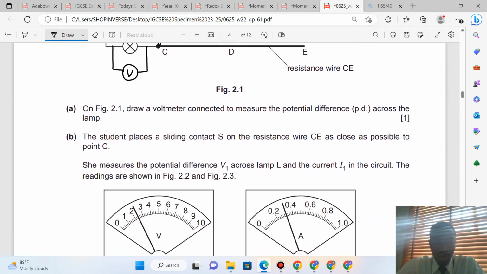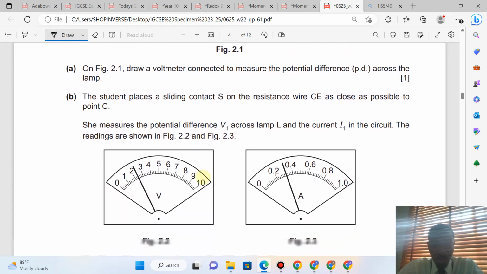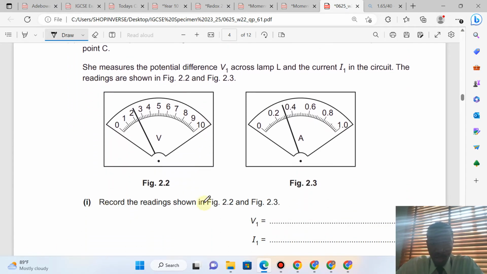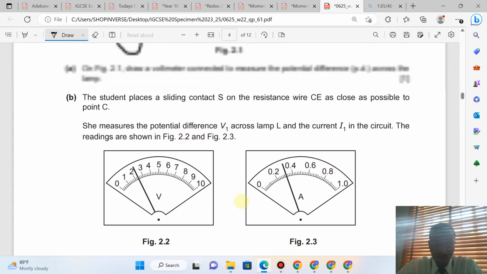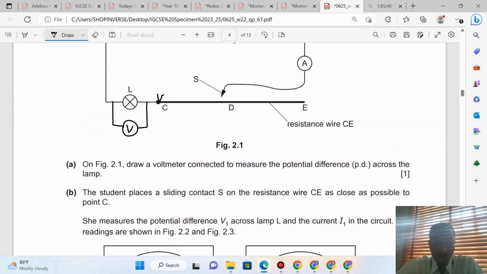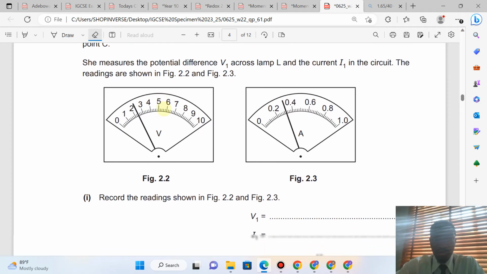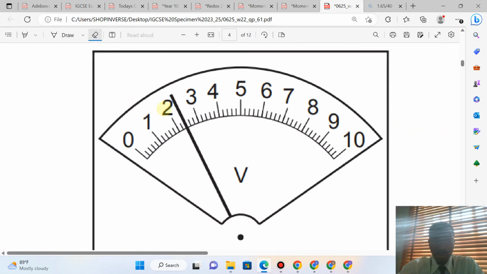She measures the potential difference V1 across the lamp L and the current I1 in the circuit. The readings are shown in figure 2.2 and 2.3. Record the readings shown in figure 2.2 and 2.3. So when you place this sliding contact here, what will be the voltage displayed and what will be the current displayed? That is what the question requires of us. So we're going down to these diagrams and we want to read the value here.